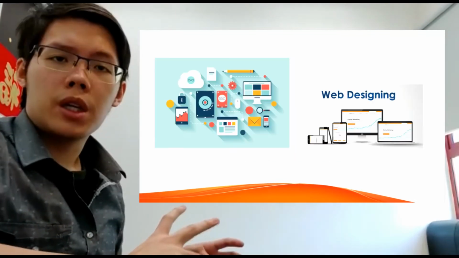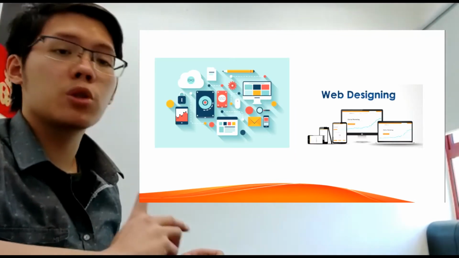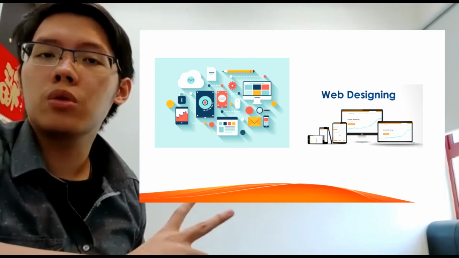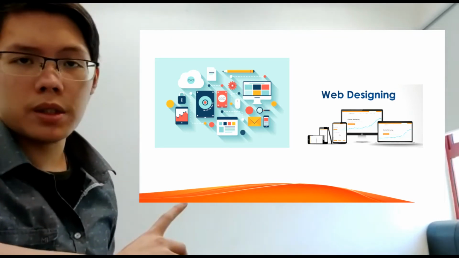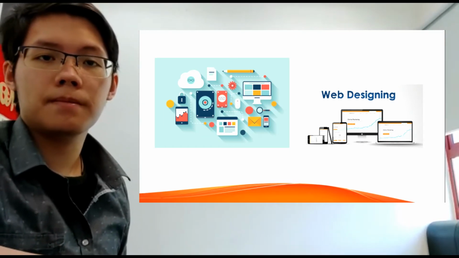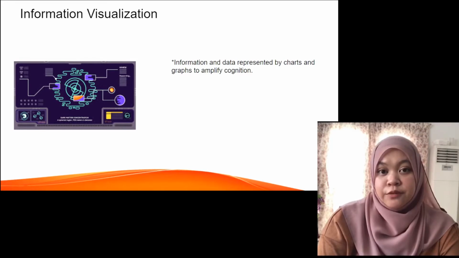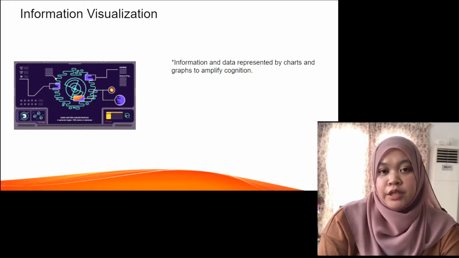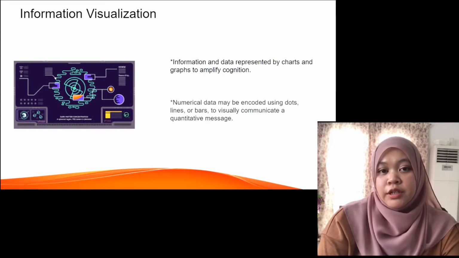Now, visual communication has many examples, but today we are just going to focus on two of them, which will be information or data visualization and visual storytelling. Information visualization is data or information that is represented using charts or graphs to amplify cognition, which helps the audience to process the ideas that are being delivered. Most of the numerical data are encoded using dots or lines to visually communicate a quantitative message.